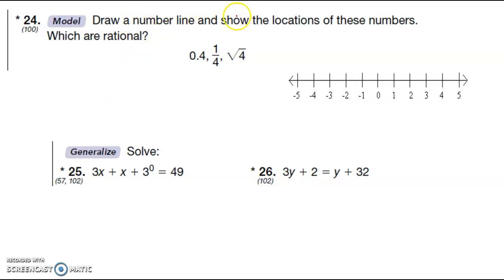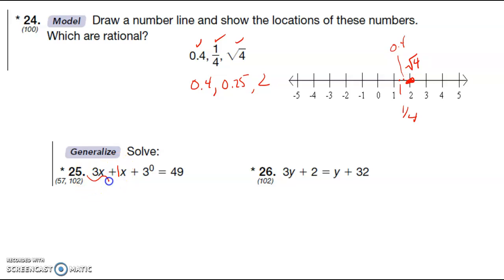Okay, draw on a number line and show the locations of these numbers, which are rational. So 0.4 is rational, 1/4 is rational, and let's see what the square root of 4 is. 2. They're all rational. So this is 0.4, 0.25, and 2. So this is the square root of 4. 0.25, or 1/4, and then 0.4.